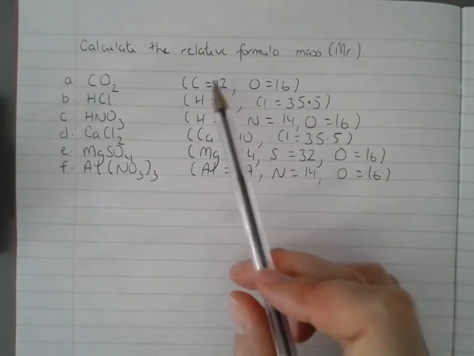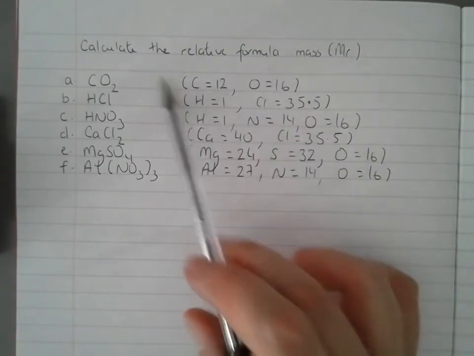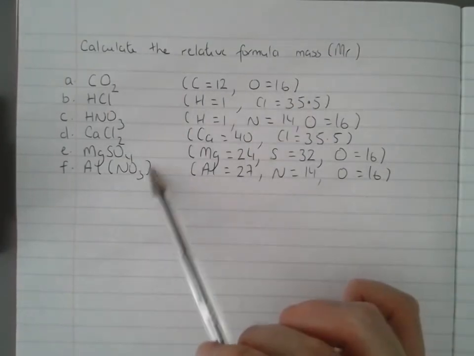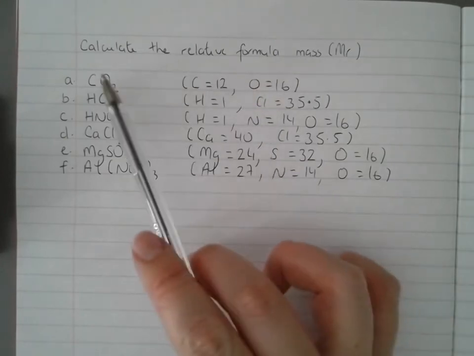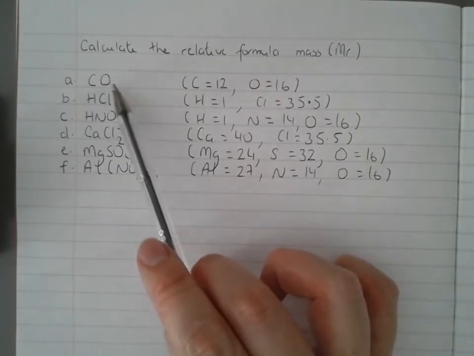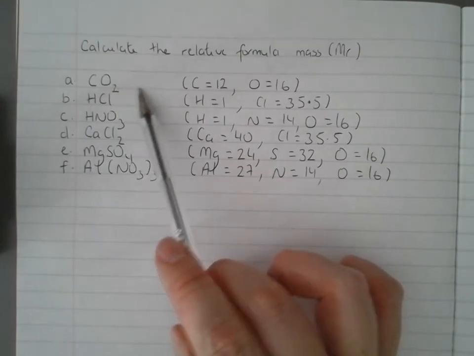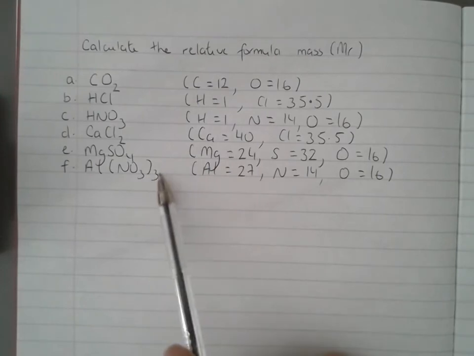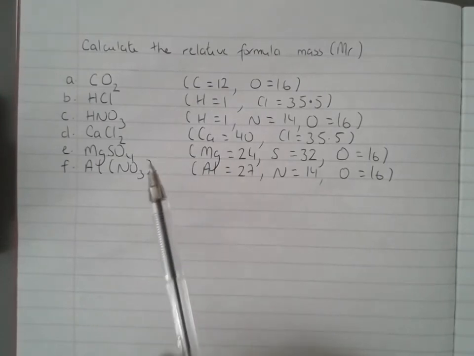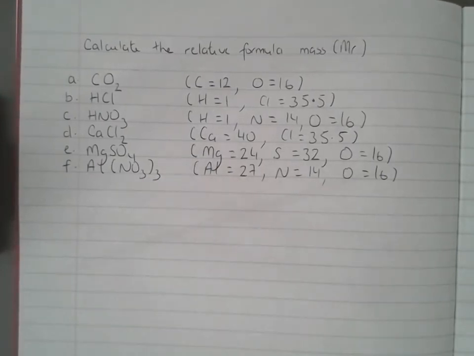So I've given you the mass numbers from the periodic table for all of the relevant elements. What you need to do is add those numbers together, paying attention to how many of each element that you've got, okay? And remember, when you get down to the end, any number inside the bracket is being multiplied by the number outside the bracket. Press pause, have a go with those 6 questions, and press play when you're ready to see the answers.